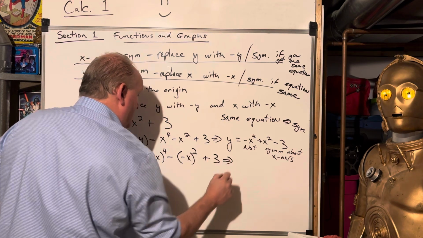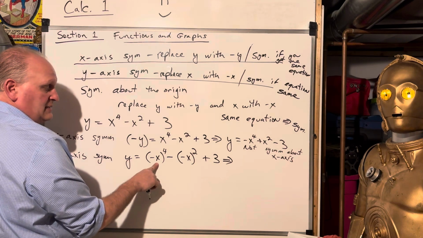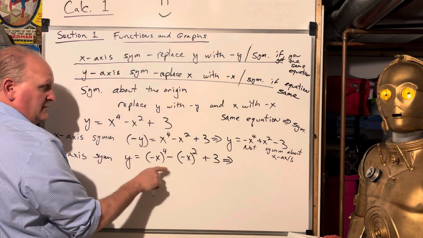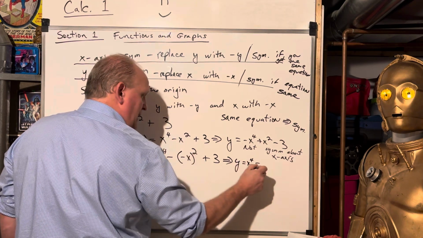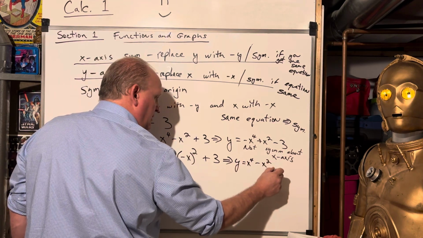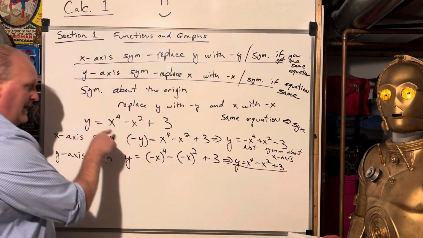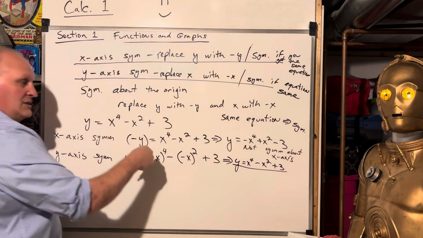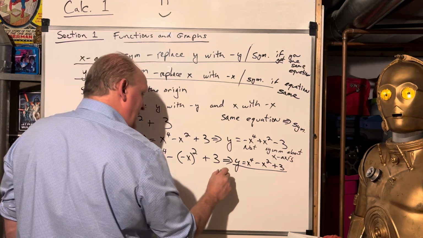Now, when I simplify this, this is negative x times negative x times negative x times negative x. That ends up as positive x to the fourth. Same thing happens with the x squared, and then plus 3. We end up with the exact same thing that we started with. So this is symmetric about the y-axis.